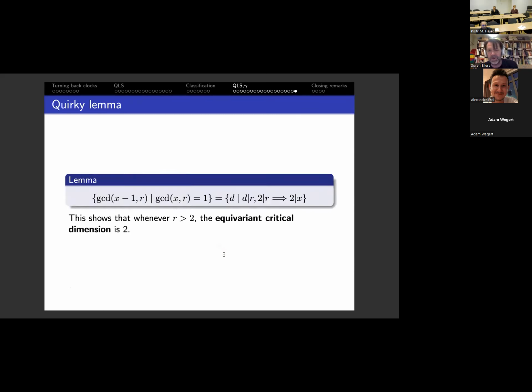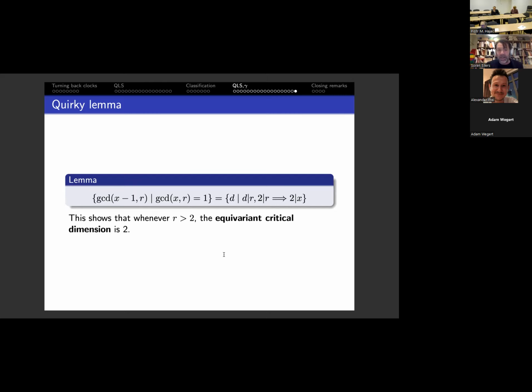We have this sort of quirky lemma. It took us some time to prove it, so I had to ask a colleague. A good way of proving this is using the Chinese remainder theorem. The thing that I didn't get in the beginning is that you really need to know that the Chinese remainder theorem is not just an isomorphism of groups, it's an isomorphism of rings.